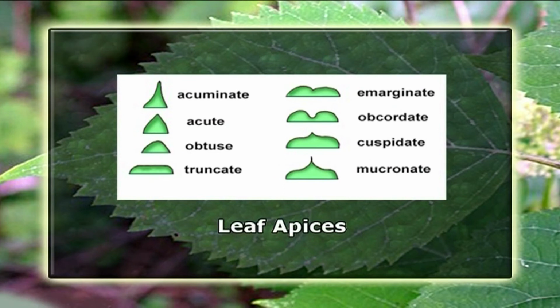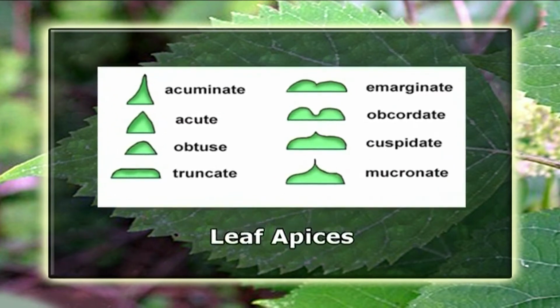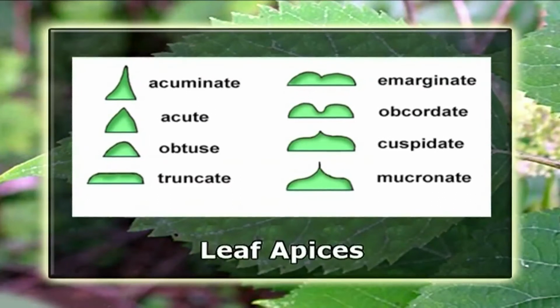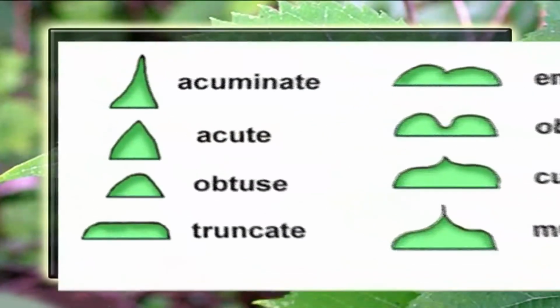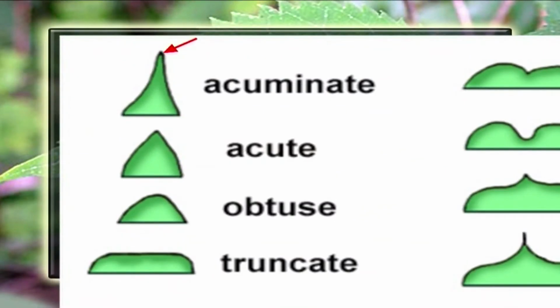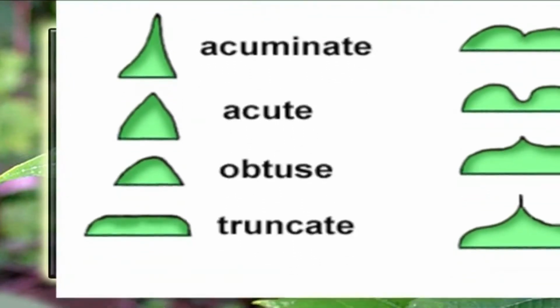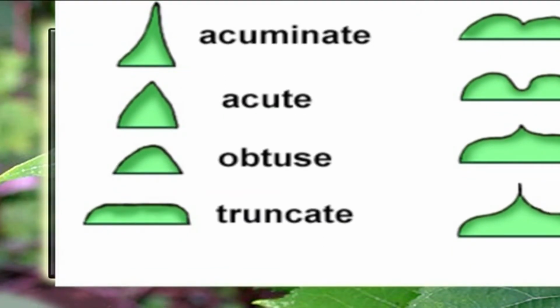Then leaf tip or leaf apex. The apex or tip of lamina also shows a wide diversity of structure and is modified in various ways. Some of the common forms are as, we have acuminate, sides curving concavely upwards and inwards, then tapering to a fine point on the leaf apex in a concave manner. For example, Ficus religiosa. Then acute, that's ending in a sharp but not prolonged point. For example, China rose.